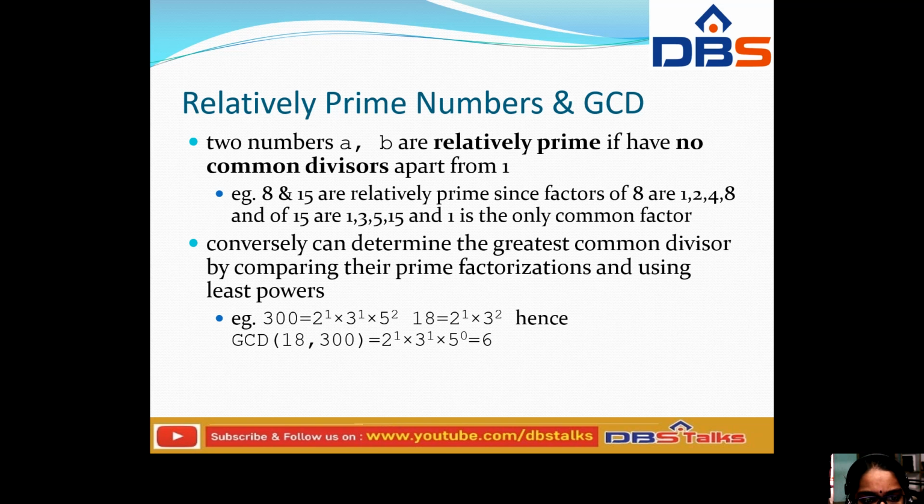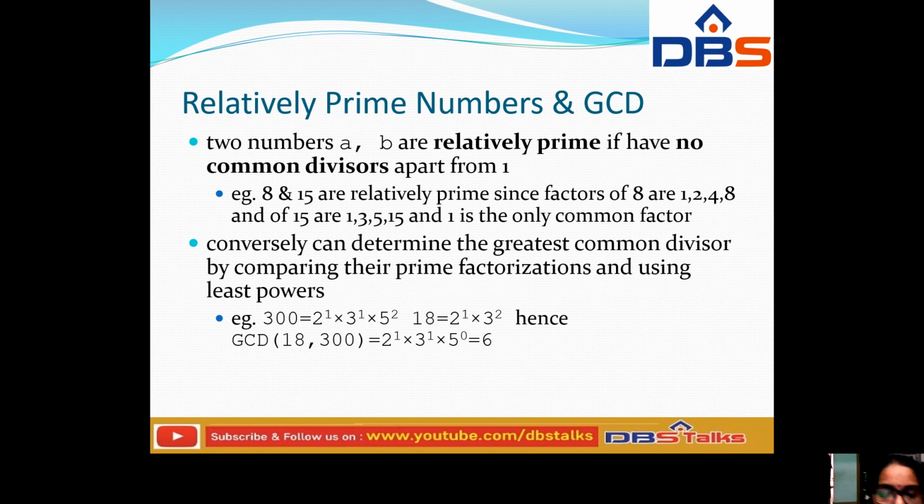Here for the greatest common divisor, the common factors are 2 power 1 into 3 power 1 into 5 power 0. So the result that we get is 6. So the GCD of these two numbers is 6.